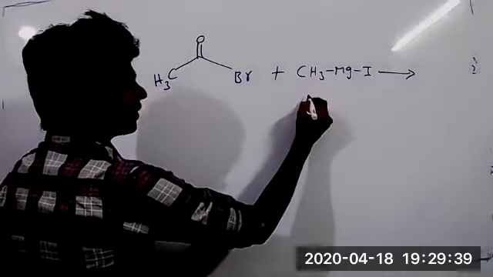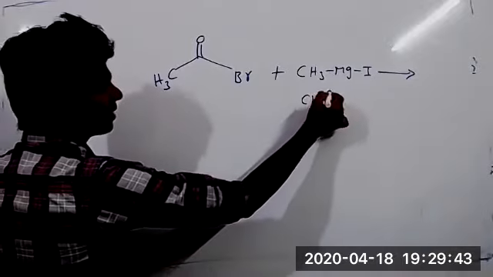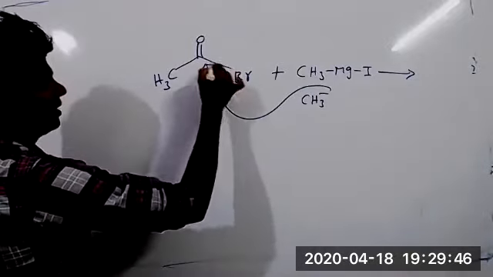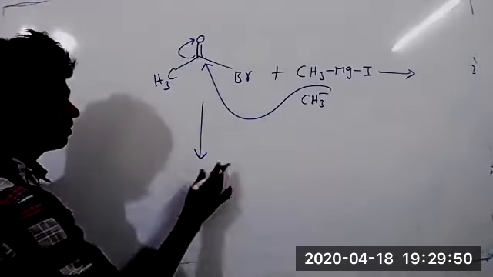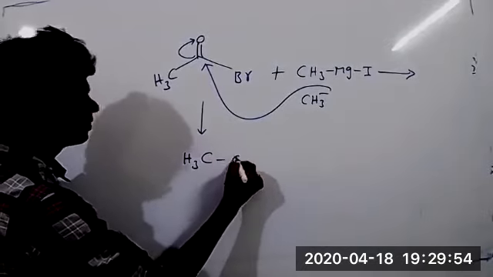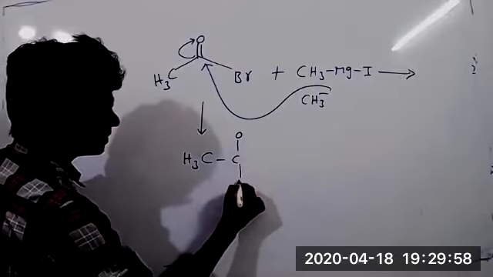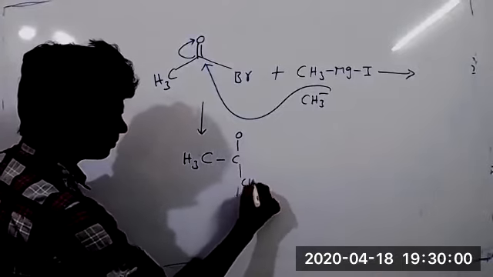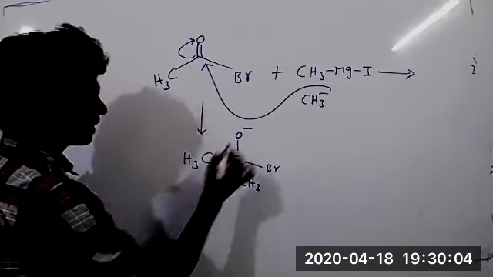From the Grignard reagent we are getting CH3 minus, a carbanion, which attacks here. The bond pair of electrons shifts to the oxygen atom. CH3 is now attached to the carbon, and the bromine atom is still here. The oxygen is carrying a negative charge.